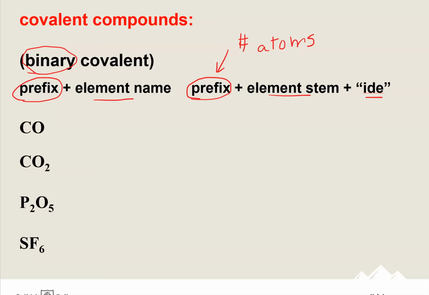So let's see. I bet you probably already know this. We're going to look at each one of these formulas, and you're going to write the name when we pause. All right, carbon monoxide. Pause the video, write the name. That is carbon monoxide.